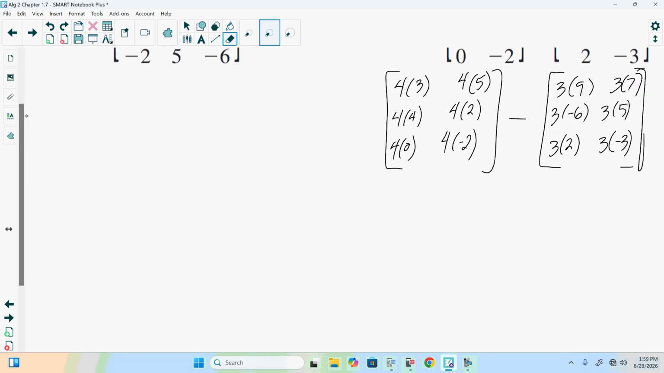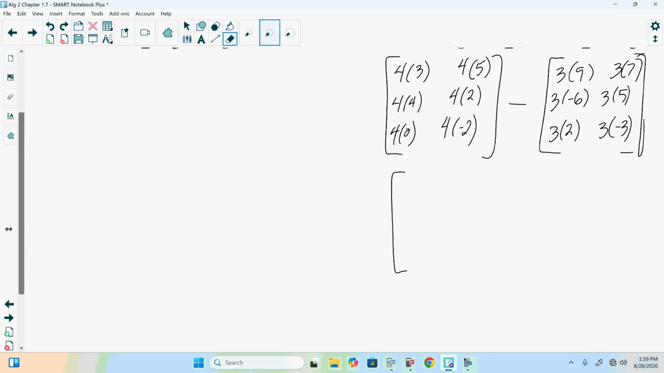So we'll do it with plus. We'll multiply through by positive 3. I will show you what happens in a second if we did negative 3. Because if we do this product, well, we can multiply here first. 4 times 3 is 12. 4 times 5 is 20. 4 times 4 is 16. 4 times 2 is 8. 4 times 0 is 0. 4 times negative 2 is negative 8.